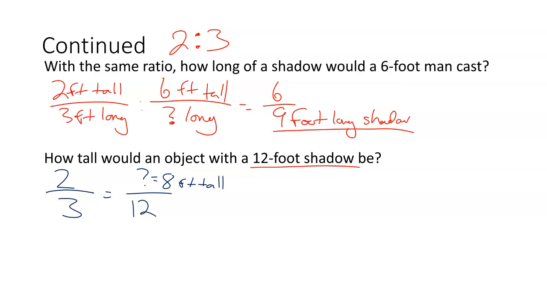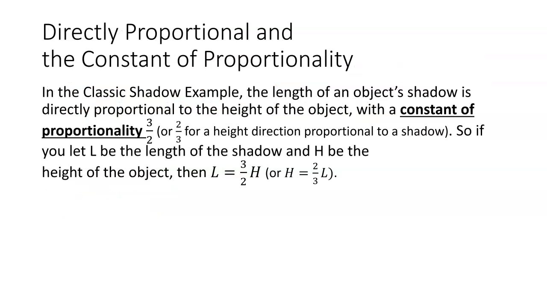Now, talk about this real quick, okay? That 2/3 is what we call the constant of proportionality. Constant of proportionality is just the ratio comparing two things. Now, using that constant of proportionality, we can write equations that model the scenario. We call these proportional relationships.